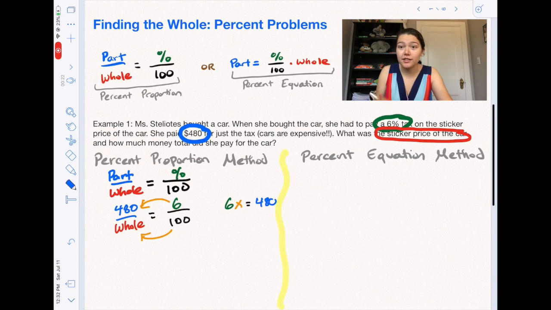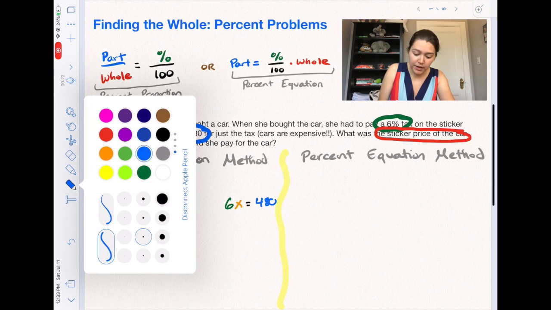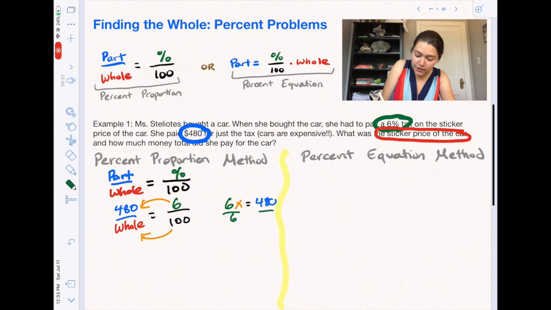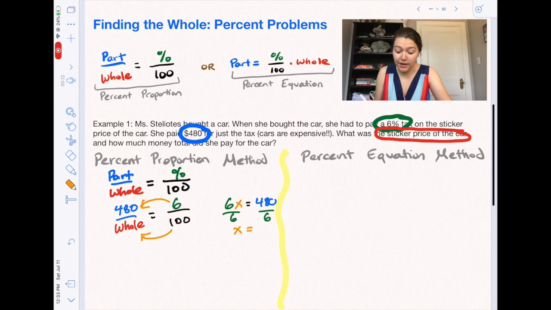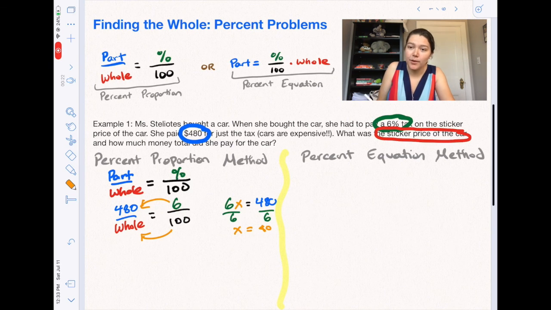Okay, if I need to solve that like an equation, I can by dividing both sides by 6. But I can do that in my head because I know that 6 times 8 is 48. So that means that 6 times 80 is going to be 480. But like I mentioned, if I wasn't sure, I want to think about another way to do that. When you divide both sides by 6, we get 480 divided by 6, and that is 80. Okay, so that's going to be my factor here. 6 times 80 is 480.